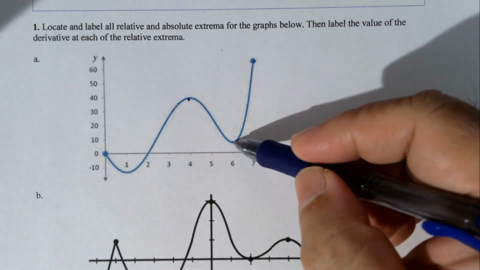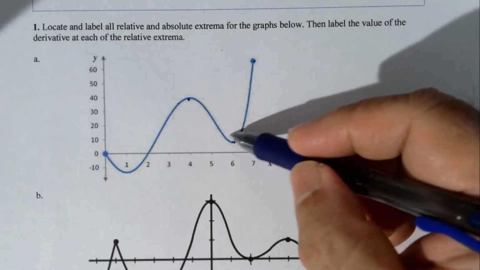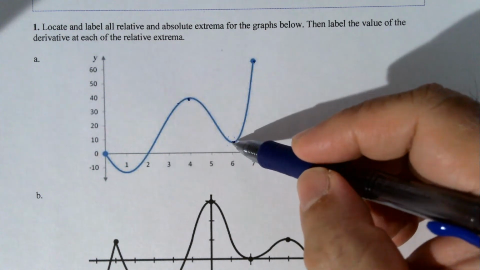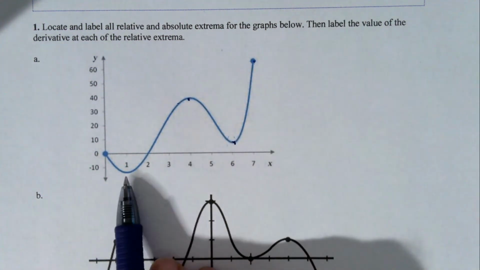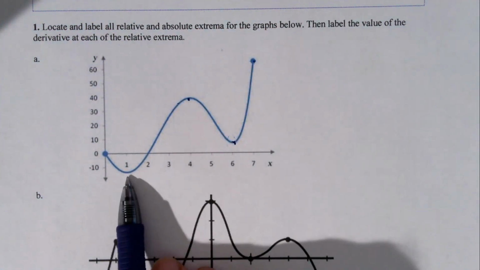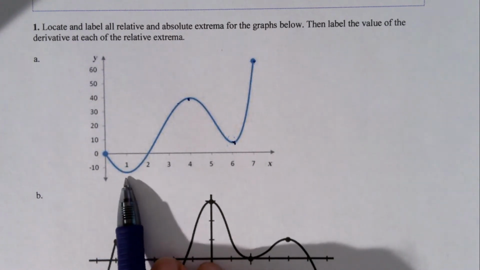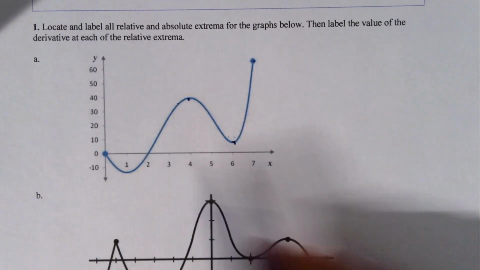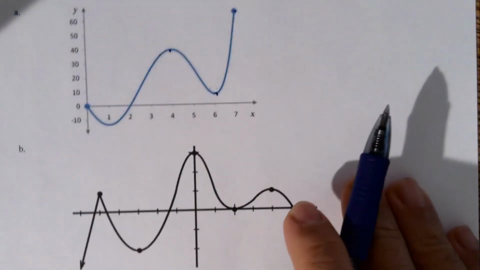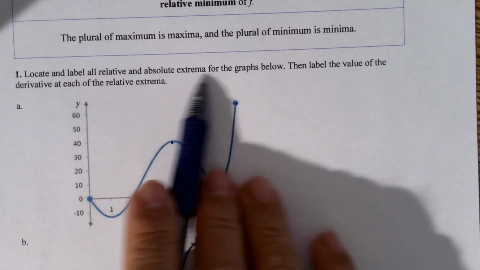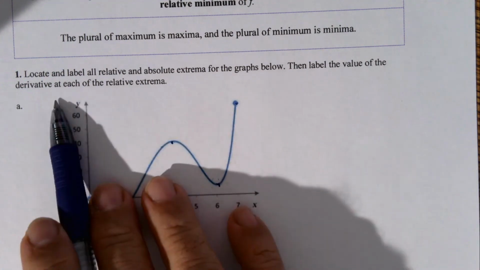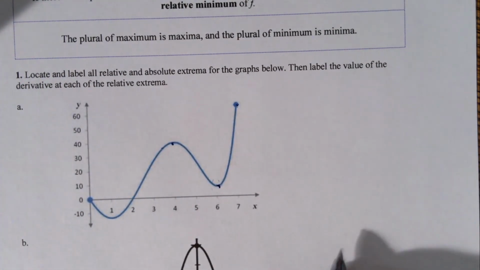We have a relative minimum here because it's lower than any of the points around it, but it's not the absolute minimum because there's one lower than that. Over here, we have a relative minimum because it's lower than any points around it, but this one is also considered an absolute minimum because it is lower than any other point on this graph. All right. Now, let's label all the relative extrema, then label the value of the derivative at each of the relative extrema.